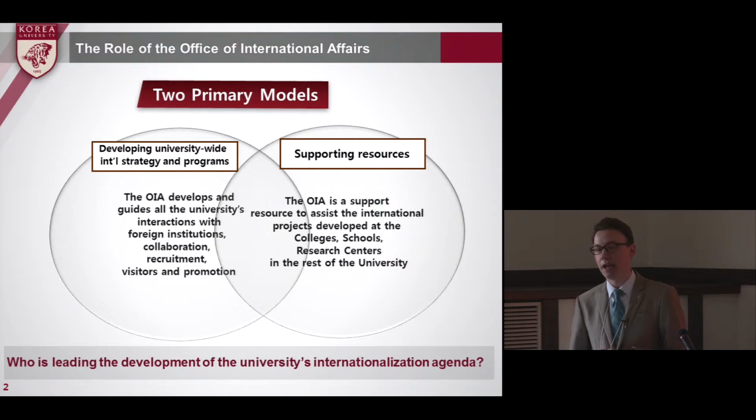And that overlap area is where we realized we need to have effective communications. Why? Because these two models for the role of the Office of International Affairs will coexist and should coexist. They have to exist at the same time. We do need an overarching administration that can manage, but we also have to push internationalization outside of the Office of International Affairs if we can really say that our university is internationalized.